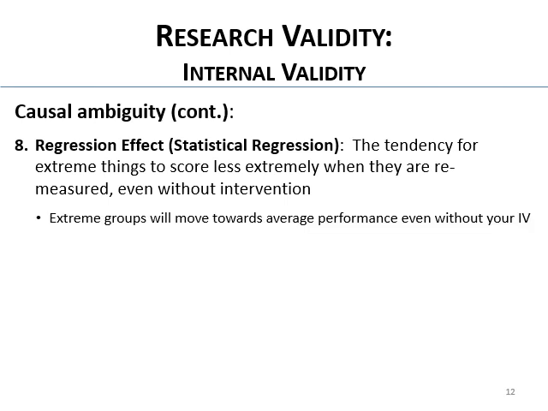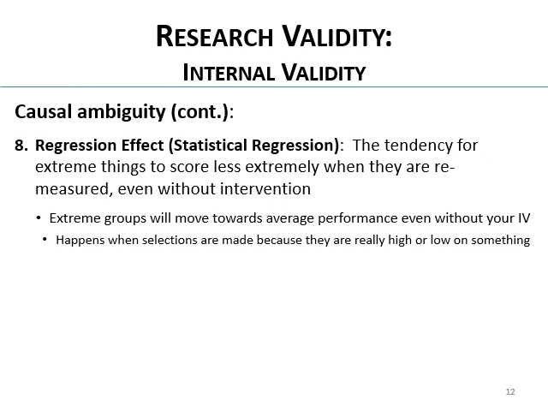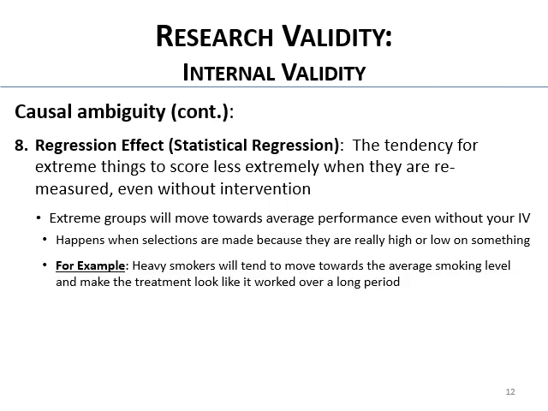So the idea is that extreme groups will move towards average even without the effects of your intervention, your independent variable. So this happens when you choose your groups specifically based on the fact that they're super high or super low on something.